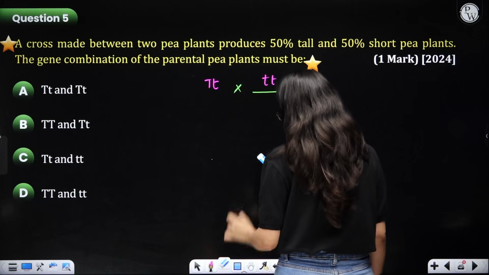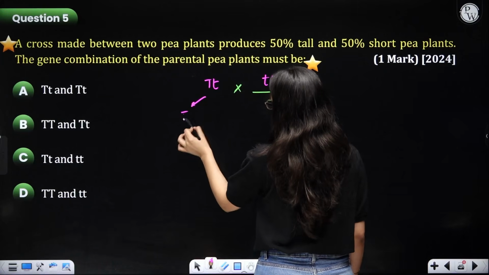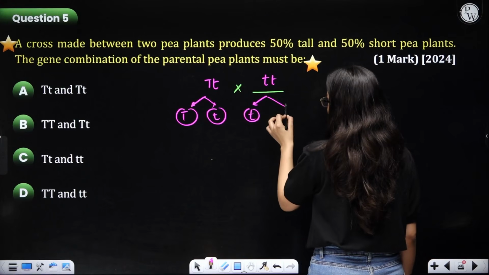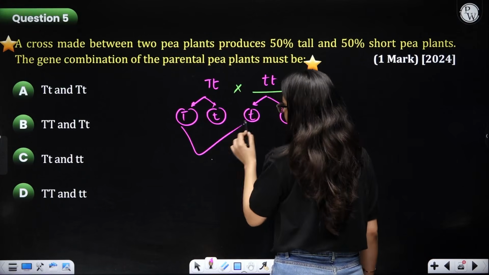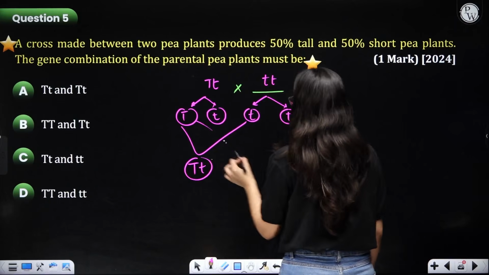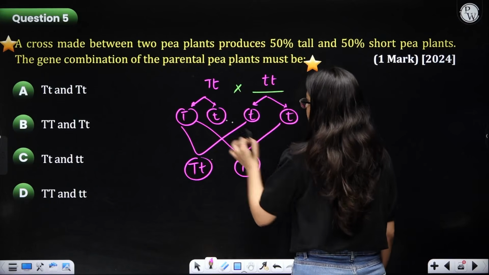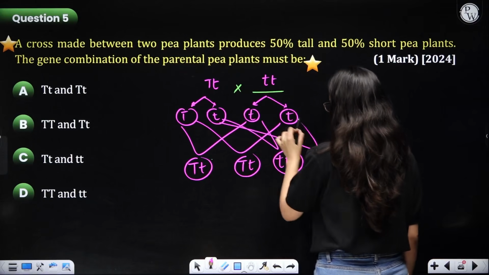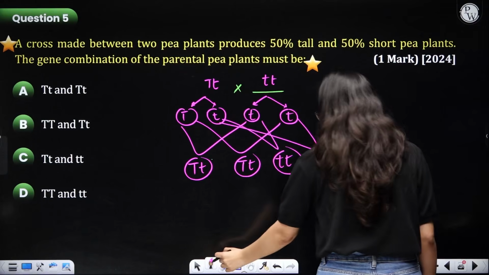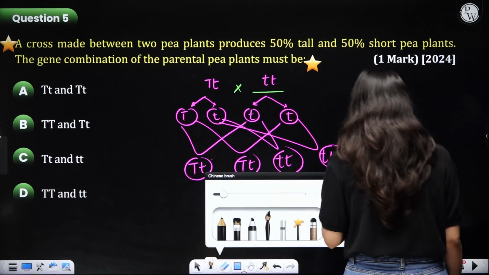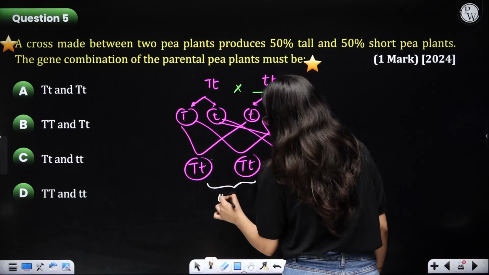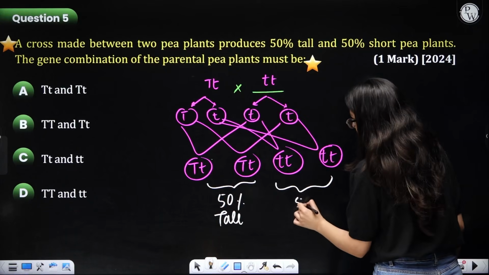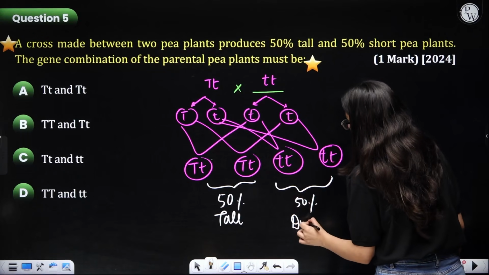For the heterozygous, again, let us make the alleles. Capital T, small t over here, and over here, we will have small t and small t. Now let us see what is happening. Capital T small t, capital T small t, small t small t, and again small t small t. So now I can easily see that 50% plants are tall because they have one dominant allele, and 50% are dwarf because they are homozygous recessive.